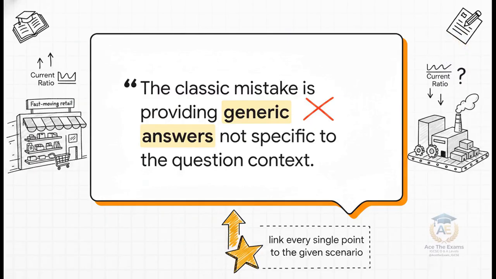Think about it from the examiner's perspective. They are reading thousands, literally thousands, of scripts where candidates just regurgitate standard textbook definitions. A student will write something like, "The current ratio measures short-term debt-paying ability," and then they just stop. Sure, that earns you baseline marks, but it completely tanks your potential for a distinction. To unlock those highest grades, you absolutely must link every single point back to the specific scenario they gave you. The context changes the entire meaning of the ratio, every single time.